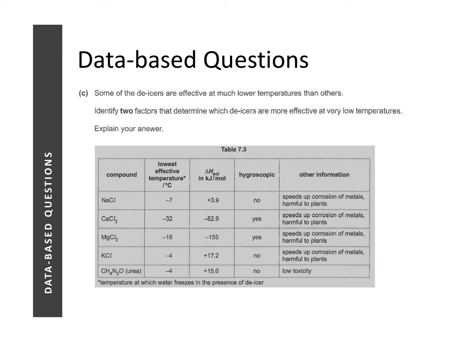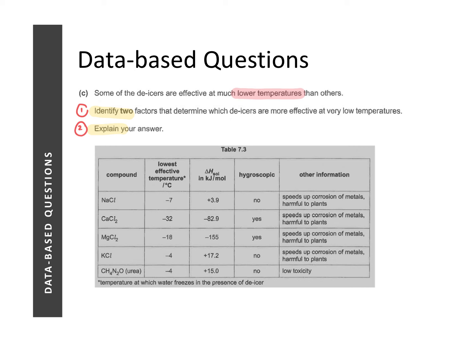For part C, let's look at the question. Some of the de-icers are more effective at much lower temperatures than others. So there are two parts to the question. One is to identify two factors, and secondly is to explain your answer. So there are two parts to this question. Identify the factors and explain how they make it more effective.